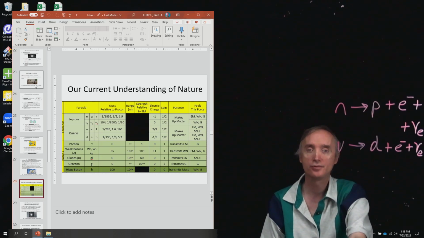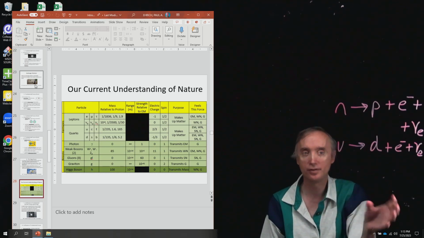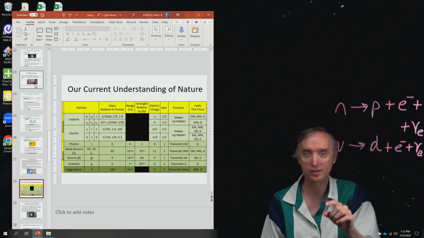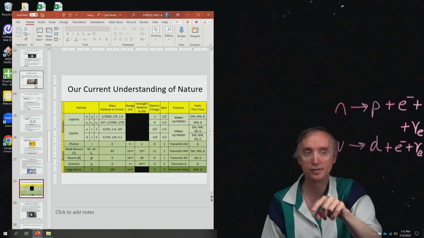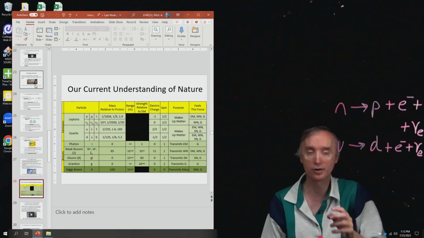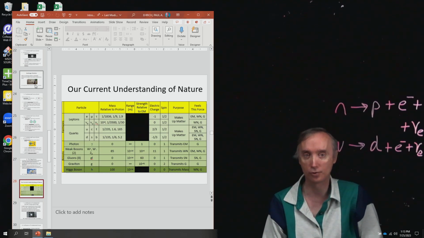So then, here's a chart that shows everything we've been talking about. You can see it's got the leptons, and then it's got the quarks, and then underneath it, it has the different kinds of exchange particles that cause the different forces of nature.